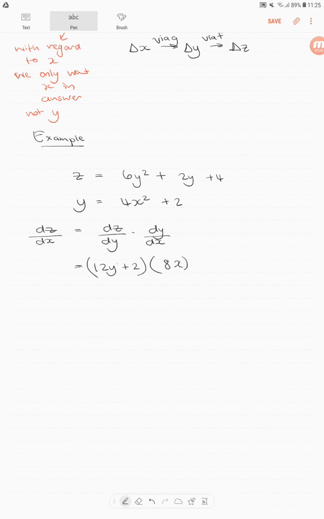As you can see, we now still have this y in our answer, but we know that y is equal to 4x squared plus 2. So we simply replace y with 4x squared plus 2. And then we simplify. 12 times 4x squared is 48x squared, plus 24, everything multiplied by 8x. This is equal to 384x cubed plus 192x.